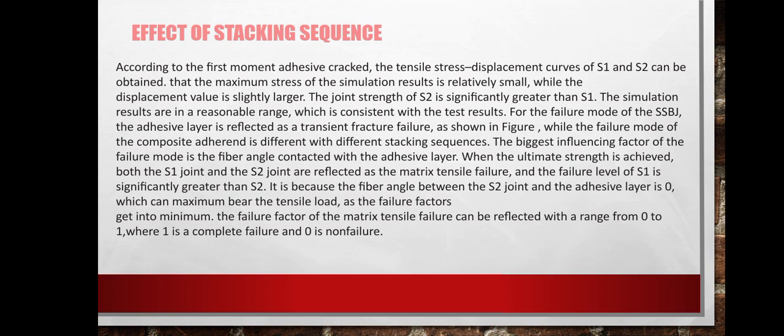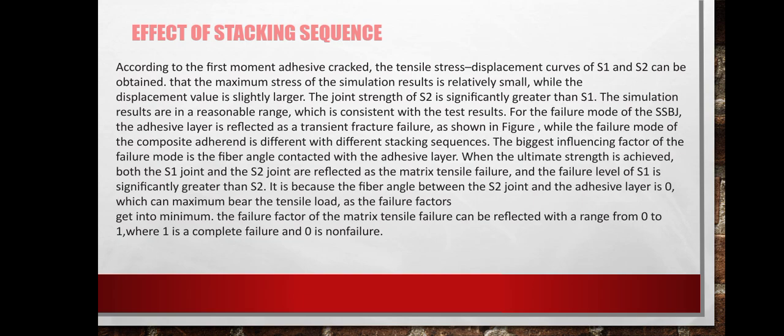While the failure mode of the composite adherend is different with a different stacking sequence, the biggest influence factor on the failure mode is the fiber angle in contact with the adhesive layer. When ultimate strength is achieved, both the S1 joint and the S2 joint are reflected as a matrix tensile failure, and the failure level of S1 is significantly greater than S2.